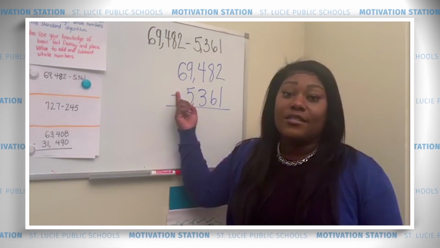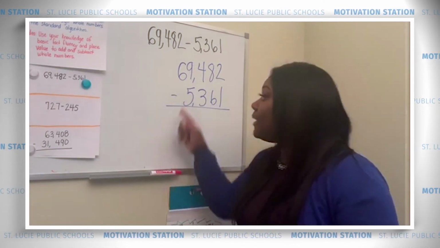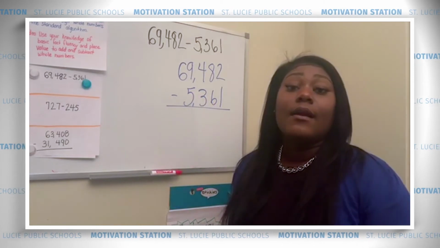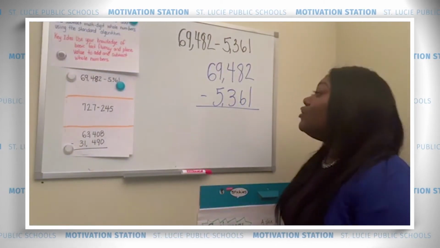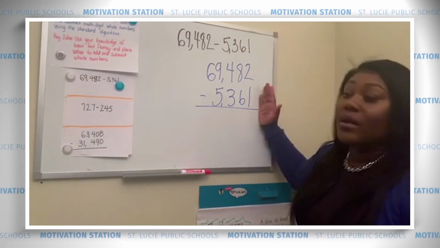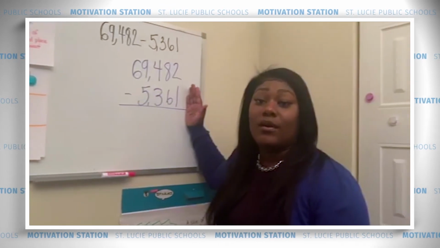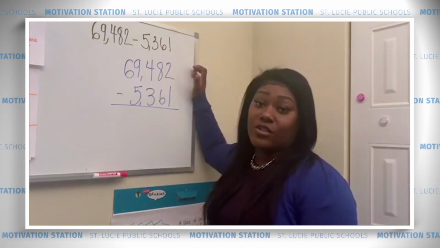I don't have a digit in the 10,000s place for this number. Therefore, I'm comfortable with that empty space being there because it's all about place value and proper alignment. So again, the same way with addition, you want to begin subtracting in your ones place. So I have two ones. The top number is my starting number.